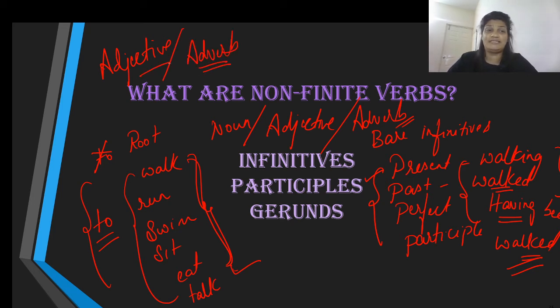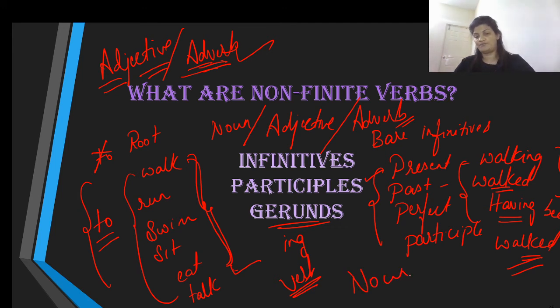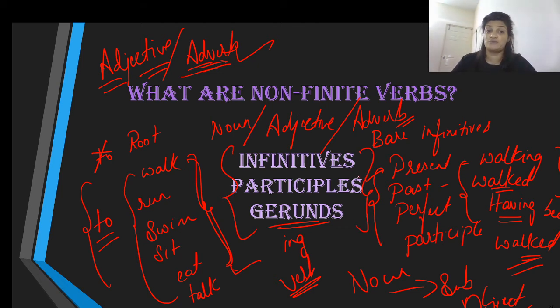If you want to know the details about this, please go back and watch the video on participles, where I have given you the details of the participle functioning like an adjective and also like an adverb. And next one is the gerund. Gerund, which we just learned, is an ing verb which functions like a noun, in turn functioning like a subject and object. All right. So these are the three non-finite verbs which we have.